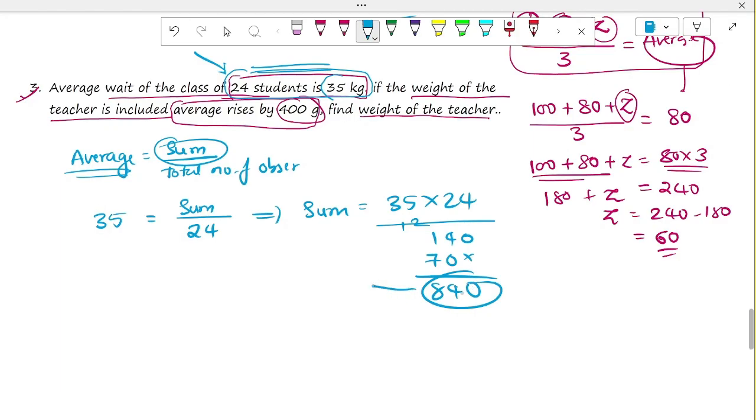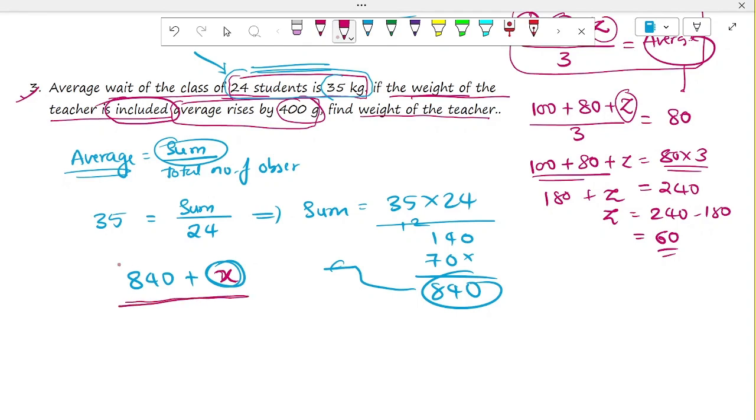Total value is 840. That is correct. Now we are going to add something to this. What is this something? If the weight of the teacher is included, I am going to include the weight of the teacher here. I don't know what the weight of the teacher is. Fine.